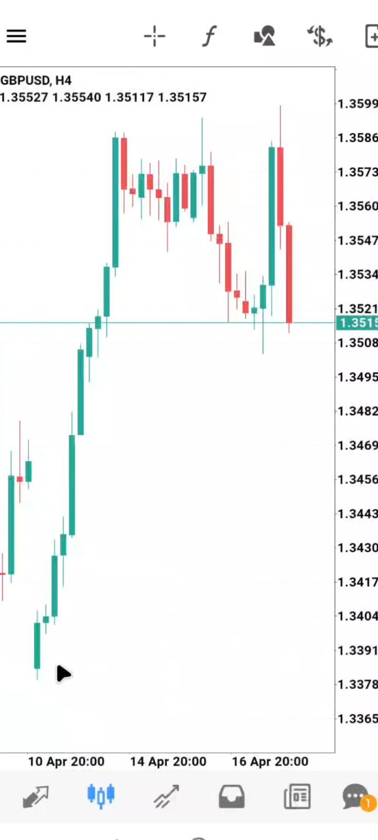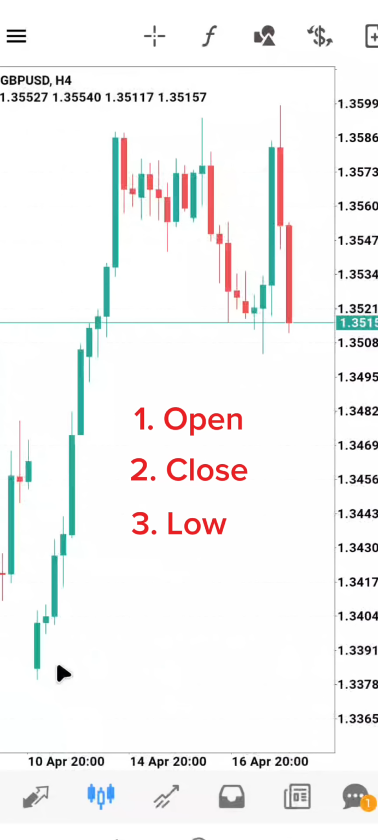So there are 4 important things you need to note about the candlestick. Number 1 is the opening price. Number 2 is the closing price. Number 3 is the lowest price reached. And number 4 is the highest price reached. So those are the 4 important things that each candlestick will tell you.